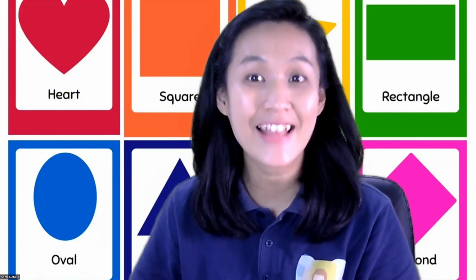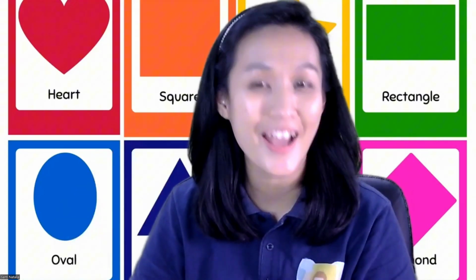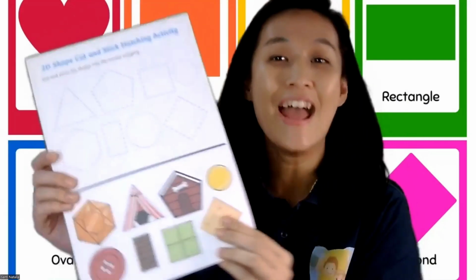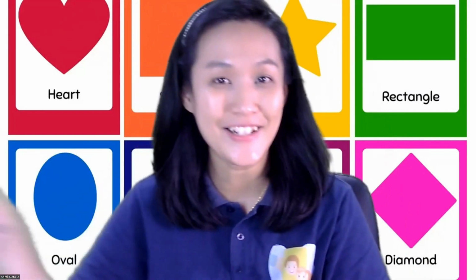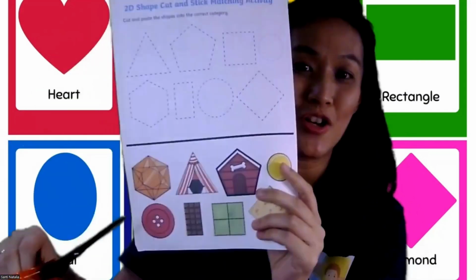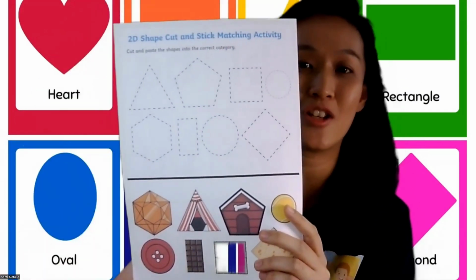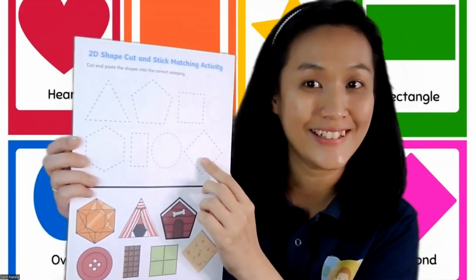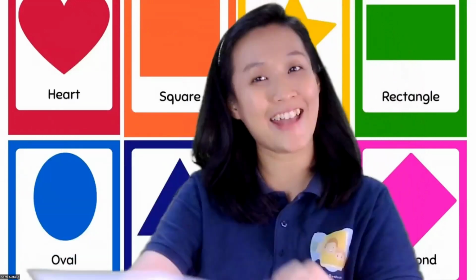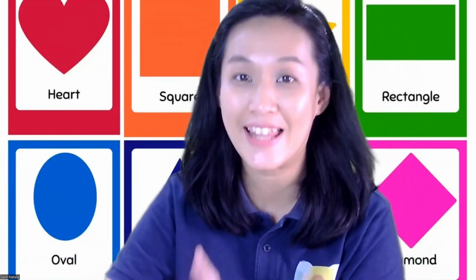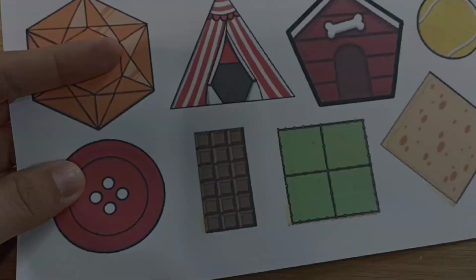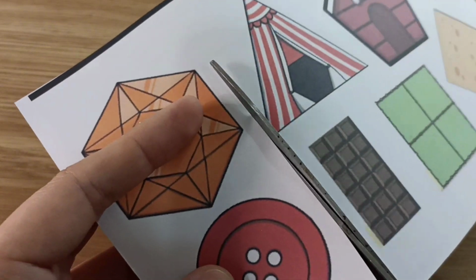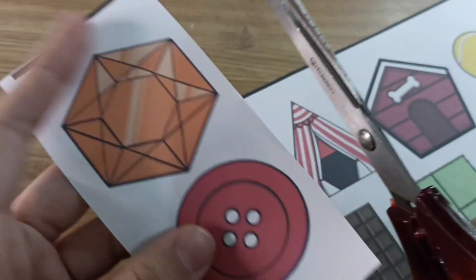Wow, we have made 8 shapes with your Play-Doh and toothpick. Now it's time to take your paper and your scissors. Let's cut the pictures below and match it with the shape on the top. Can you do it, children? Yes, yes, yes, I can do it. Put it on the table. Let's cut together. Now, let's cut the pictures.